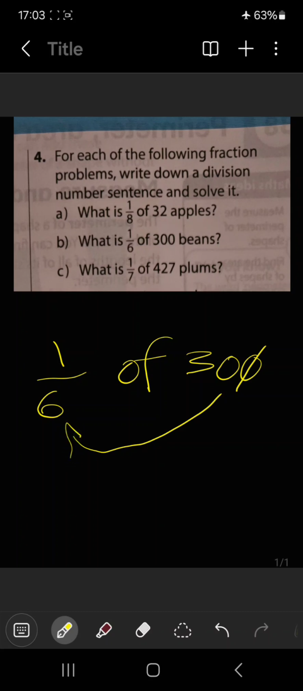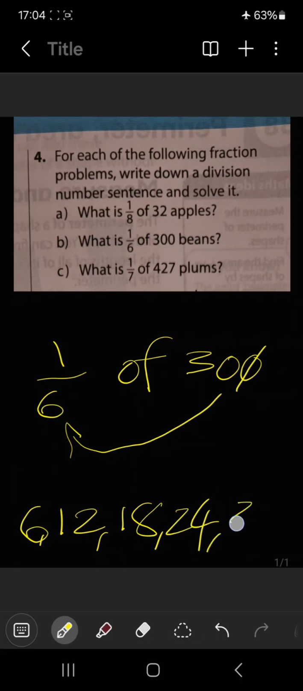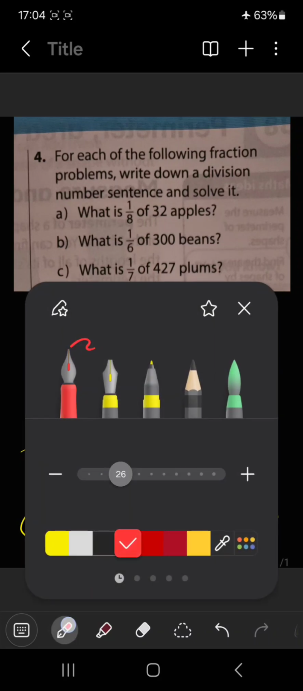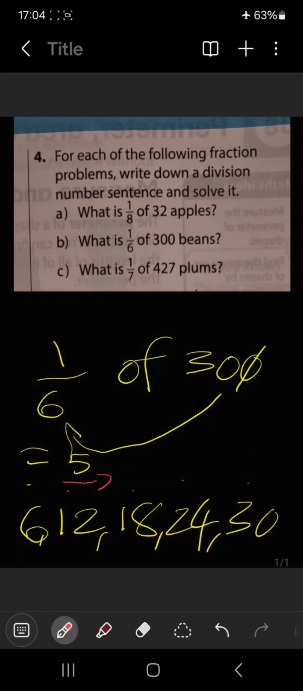Now you'll tell yourself 30 divided by 6. How many times can 6 go into 30? So let's count. 6, 12, 18, 24, 30. It's 1, 2, 3, 4, 5. So 30 divided by 6 will equal 5.